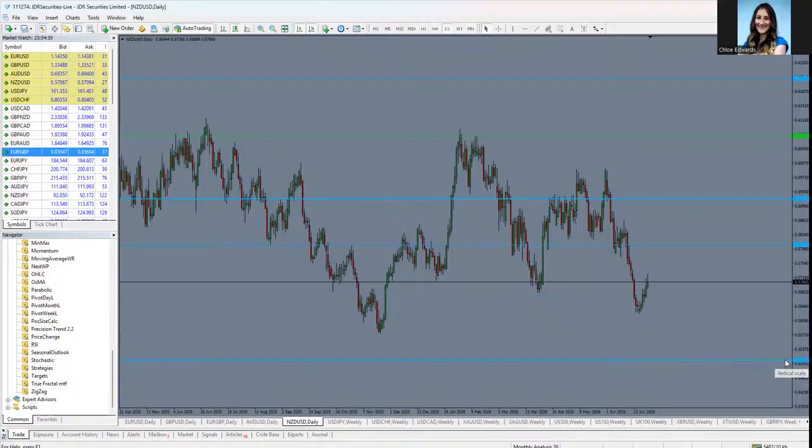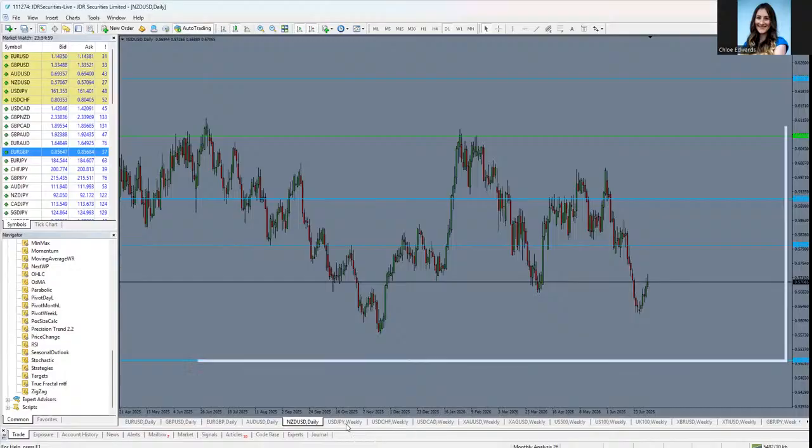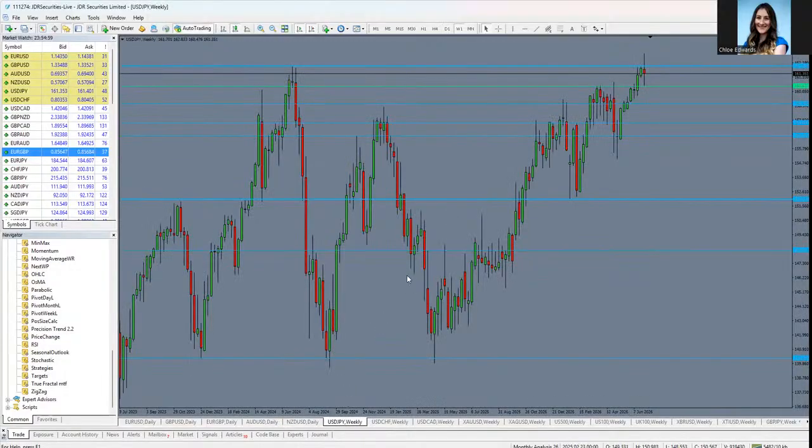Apologies if you can't read these levels. It's around 0.5508 ish, but that's where I would be looking for price to be headed to the downside if it does return to the downside here. Moving on to dollar yen.